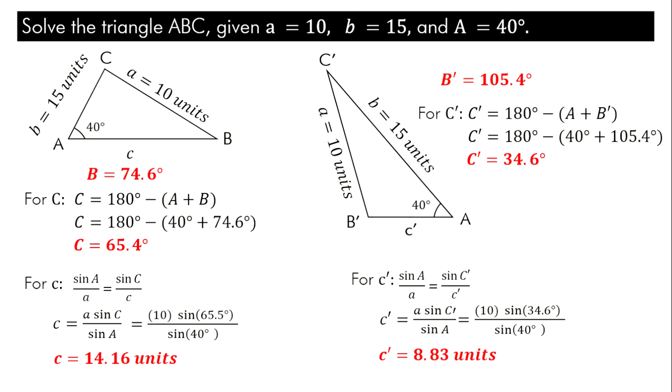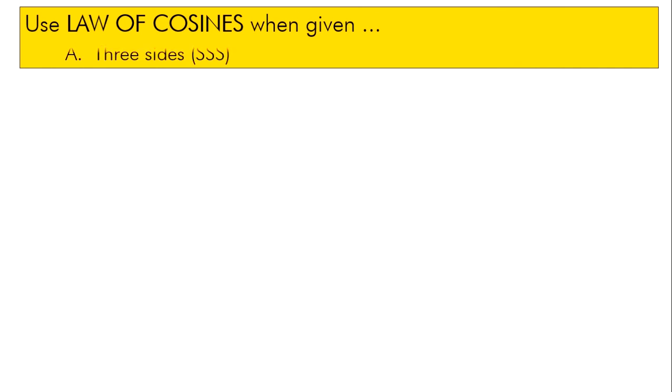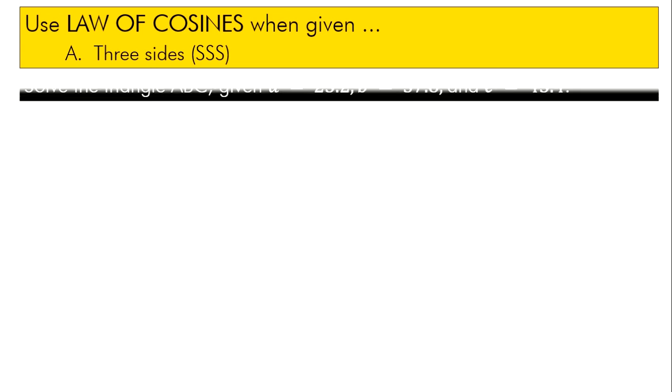Now, we are done with the law of sines. How about the law of cosines? For the law of cosines, let's start first with the three sides. Given the three sides, let's try to identify all the angles: angle A, B, and C.